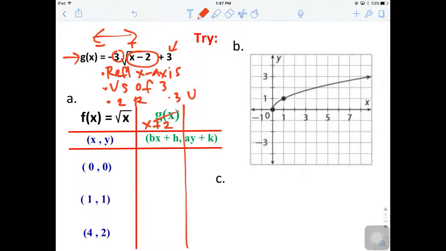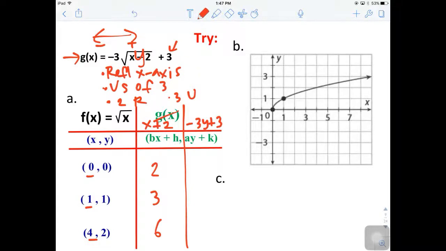And then the y, we're just going to read everything like this. So it's going to be pretending that this is y. So it's negative 3y plus 3. It's easy, right? So negative 3y plus 3. So we are ready to do the math. So we got 0 plus 2, which is 2. 1 plus 2, which is 3. 4 plus 2, which is 6. So we got 2, 3, and 6.